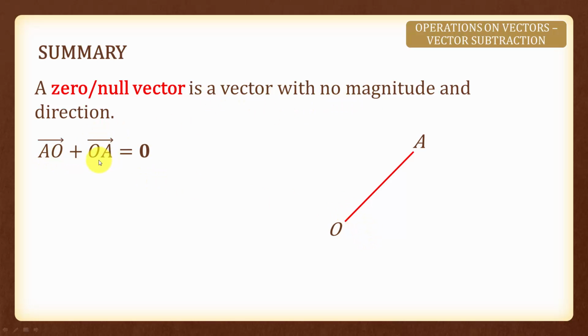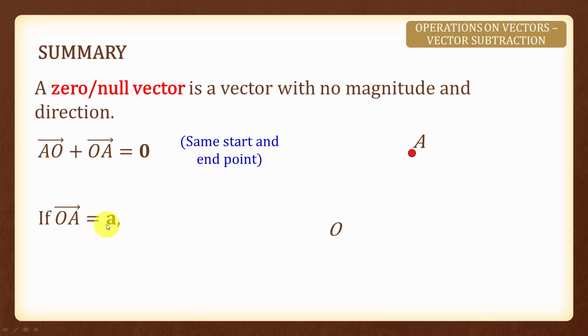Vector AO plus vector OA is equal to a 0 vector. Vector AO plus vector OA will simply result in a resultant vector that is the starting point. If vector OA is equal to A, then vector AO plus vector OA is equal to negative A plus A, which will give us 0 vector.